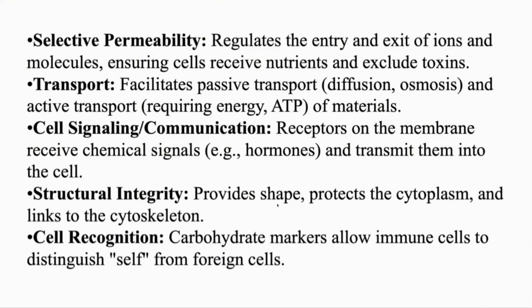The fourth one is structural integrity. It provides shape and it protects the cytoplasm and other cell organelles, and it links to the cytoskeleton. And last one is cell recognition. The carbohydrate markers which are seen on the top of the plasma membrane allow immune cells to distinguish self from foreign cells. So the carbohydrate chain which is present on the plasma membrane helps in cell recognition.